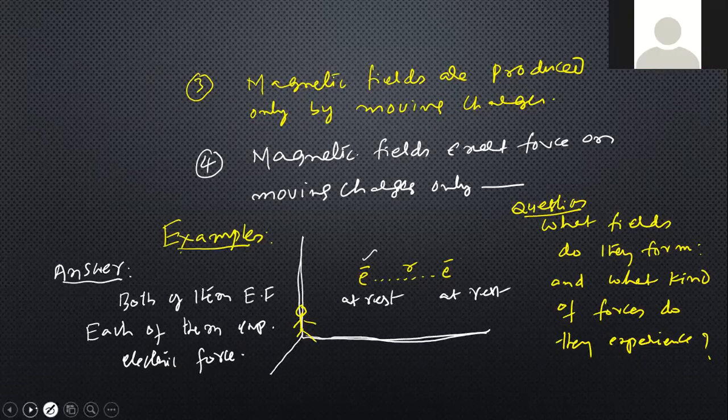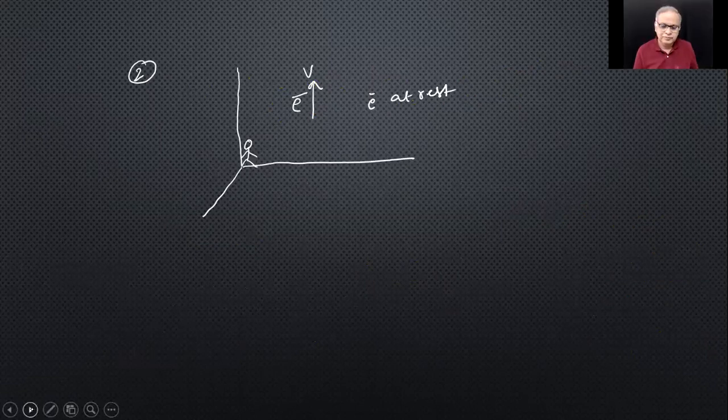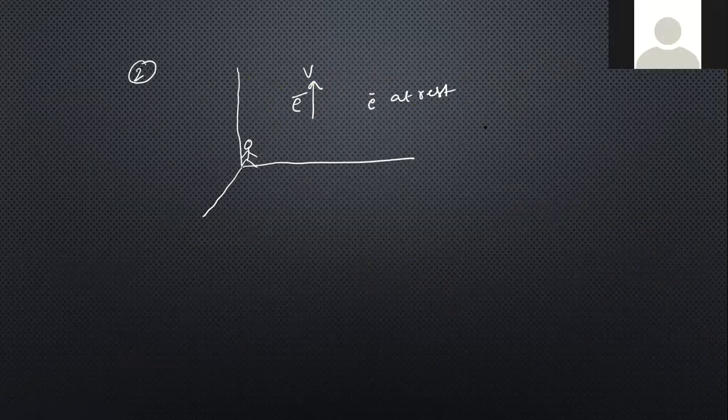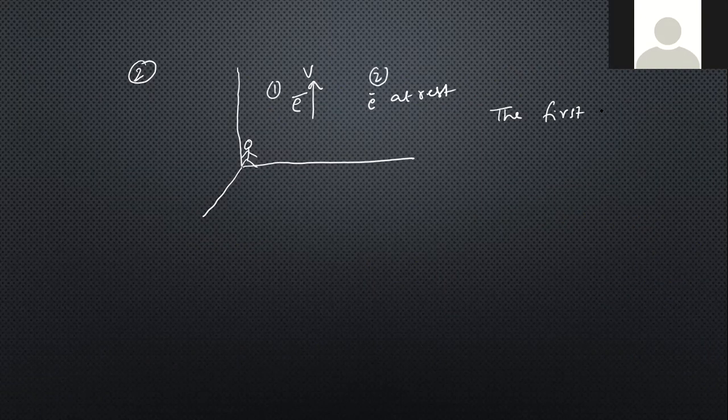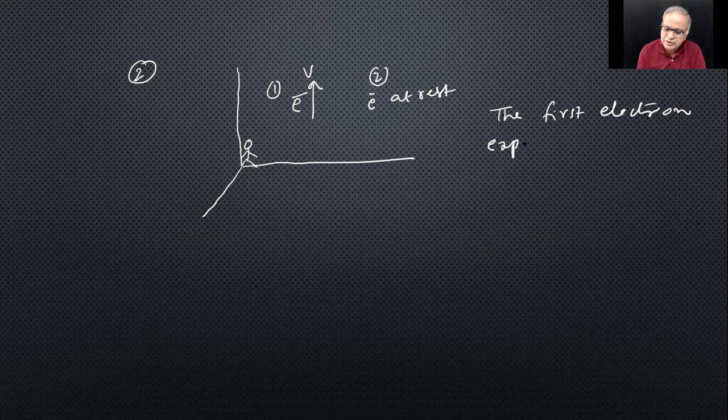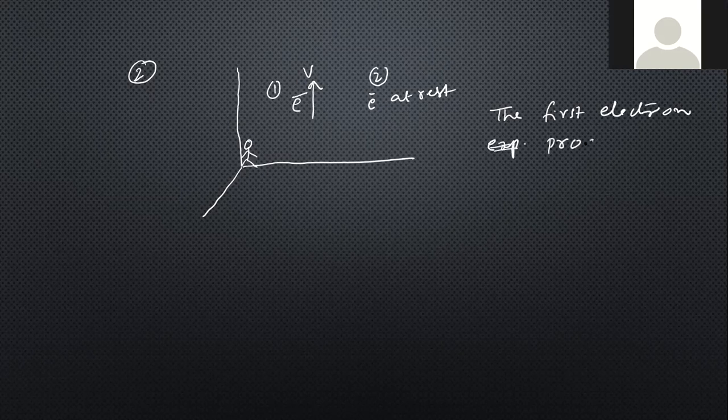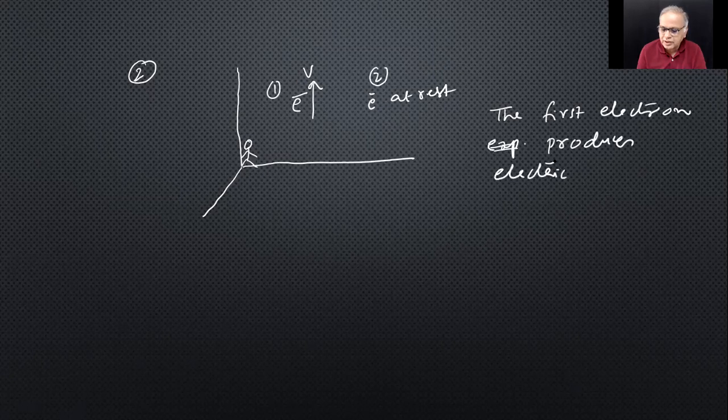So tell me. Sir, the first electron in motion will produce electric and magnetic fields. Yeah, the first electron, this one, this is 1. The first electron produces electric and magnetic fields. And it experiences only electric and magnetic field.